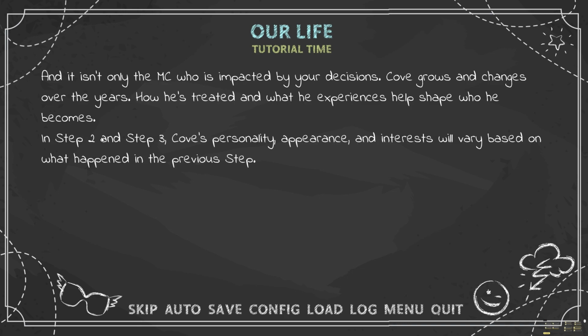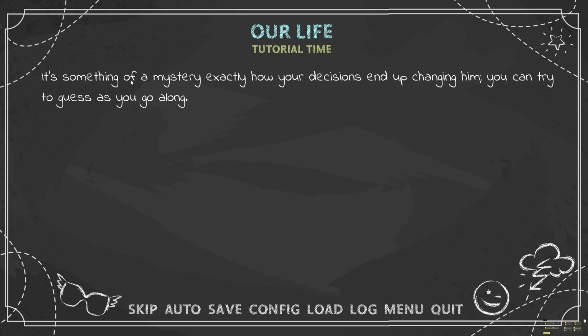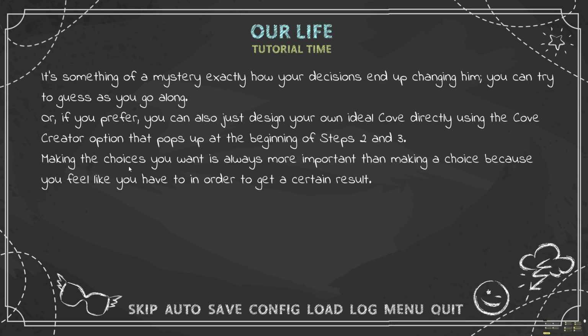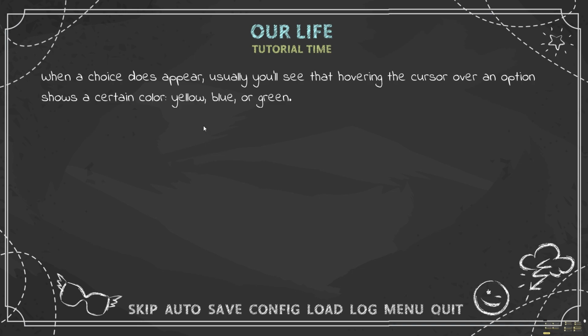Whew. And in step 2 and 3, Cove's personality, appearance, and interests would be influenced. It's something of a mystery exactly how your decisions end up changing him. You can try to guess as you go along. Or if you prefer, you can also just design your own idea of Cove directly using the Cove vision option that pops up at the beginning of step 2 and 3. Making the choices, you aren't always making a choice because you feel like you had to in order to get a certain result. Okay. The game gives you a lot of freedom.